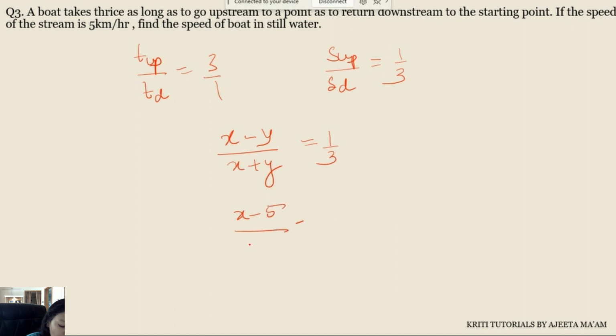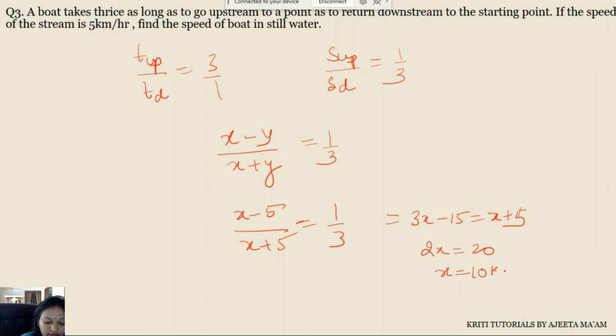So what do you get? X minus 5 upon x plus 5 is equal to 1 upon 3. That is important. Now just cross multiply it and tell me your answer. So I think everyone can solve it now. Just check. So what will be the answer? 2x is 20. So what's x? 10 kilometer per hour. That's your final answer. These are just questions which will take few seconds to solve. That is why they are competition based. You don't have to spare much time in thinking and all. Just remember the basic concepts.